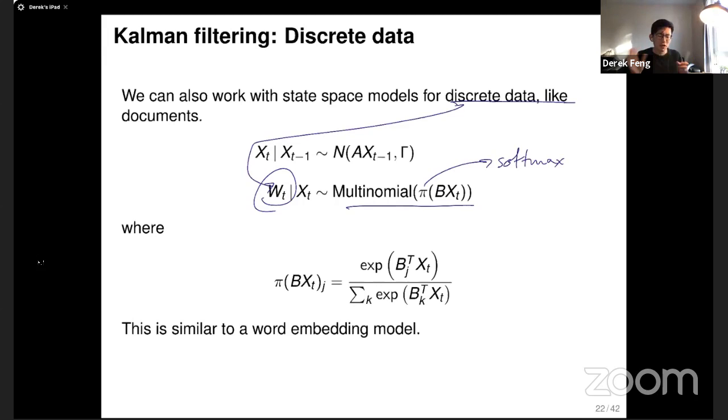Okay, this is not exactly the same thing, so don't worry too much about it. But the key point is that here I have a multinomial, which is calculating probabilities for all possible values of my class. In this particular case for words, it's just over my vocabulary. I'm creating a distribution over my vocabulary, and then using a softmax to get the actual probabilities. So if you squint, it's sort of like a word embedding model, right?